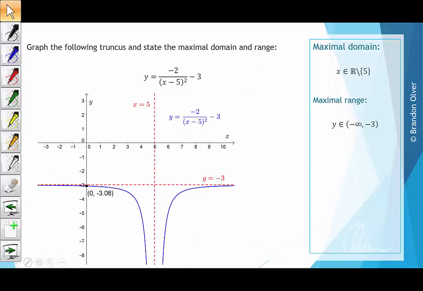On this slide, we've just got the function graphed neatly by a computer, and you will note that -3.08 is equal to negative 77 on 25. So both are exact answers and acceptable. And here we've got the same asymptotes, x equals 5 and y equals negative 3, as we did on the previous slide. And finally, over here, we've got the maximal domain and range, which we also found.